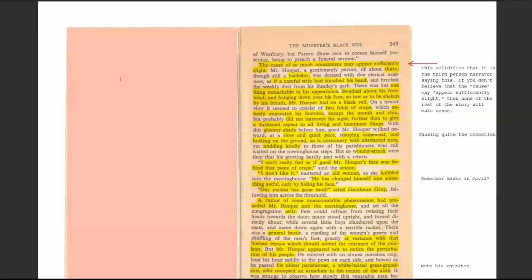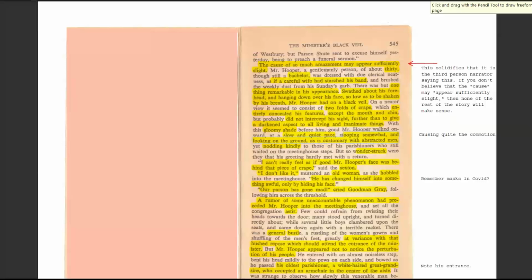"Good, Mr. Hooper." There's an adjective. Why didn't Jimmy mark that? Good. Can he mark that? Nope. Sorry. Good, Mr. Hooper. He's the third person narrator saying this is a good guy, even though he's got a black veil on, right? Black.